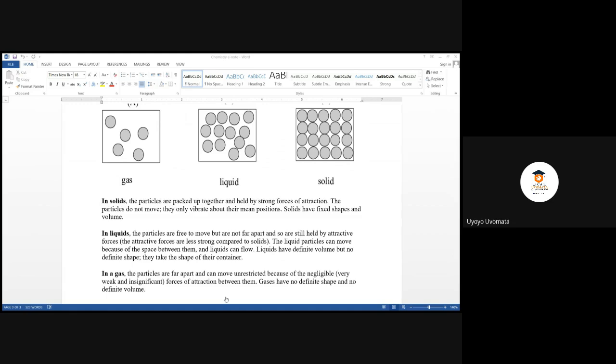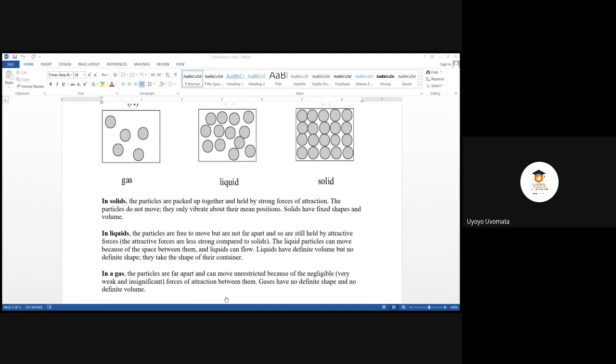Now, why are they packed up together? Because they are held by strong forces of attraction. The result of this is that the particles do not move. They only vibrate about their main position. And again, because of the nature of the arrangement of these particles, they have fixed shapes, and they have what? Fixed volumes.